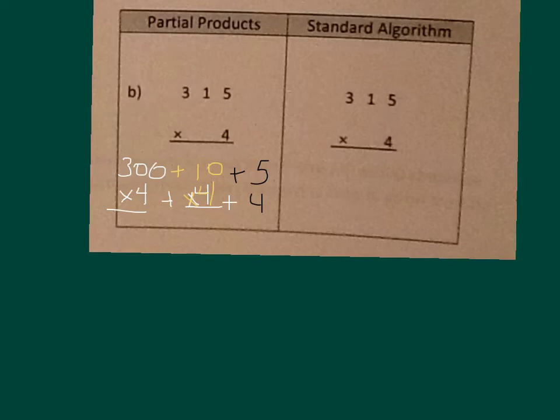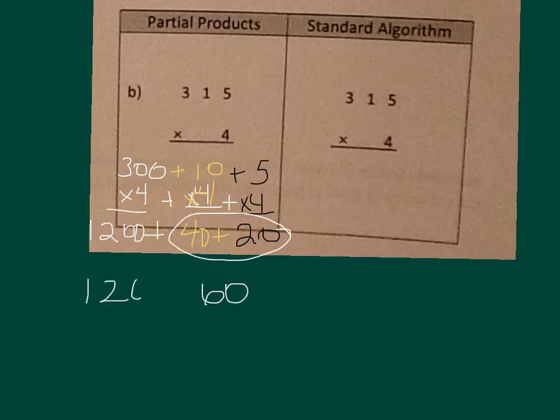I'm going to start with my ones place. So, 5 times 4 is going to be 20. 10 times 4 is going to be 40, and I'm going to add those together. And then 300 times 4 is going to be 1,200. When I add all that together, 40 plus 20 is pretty easy. I'll get, you got it, 60. And then 1,200 plus 60 is 1,260. I can line that up, or I can just do that visually.